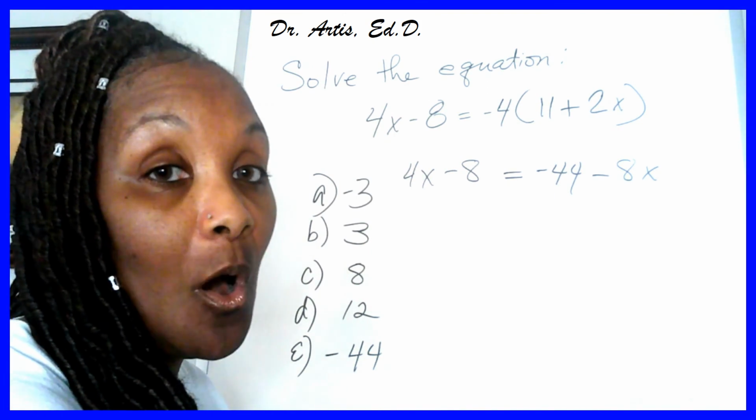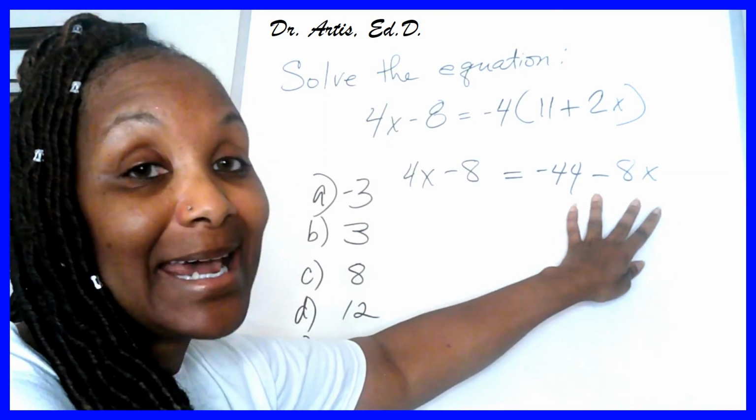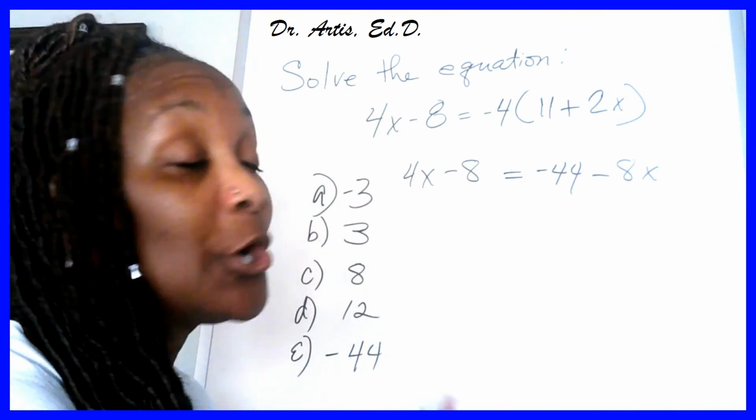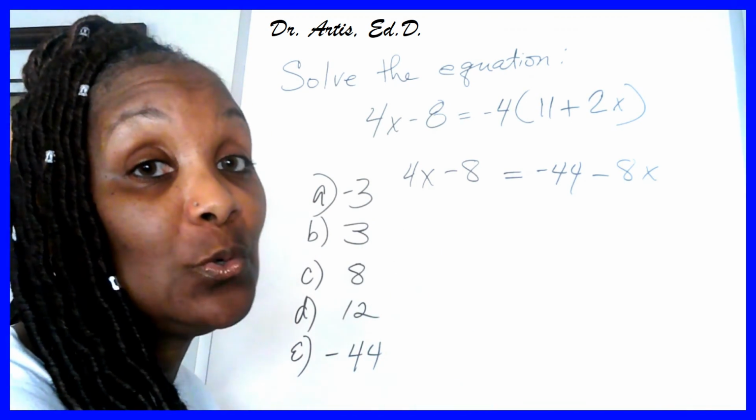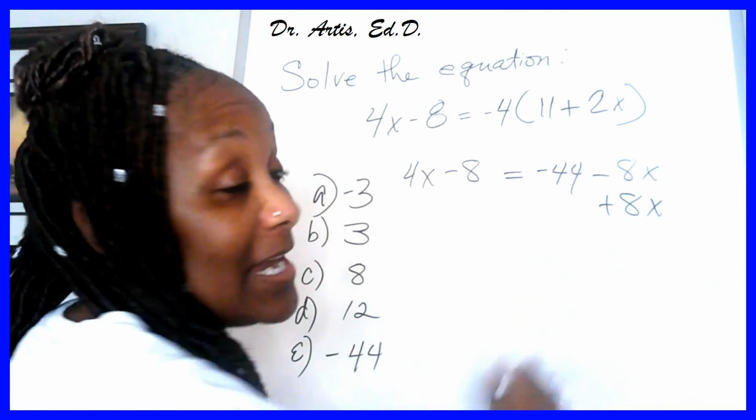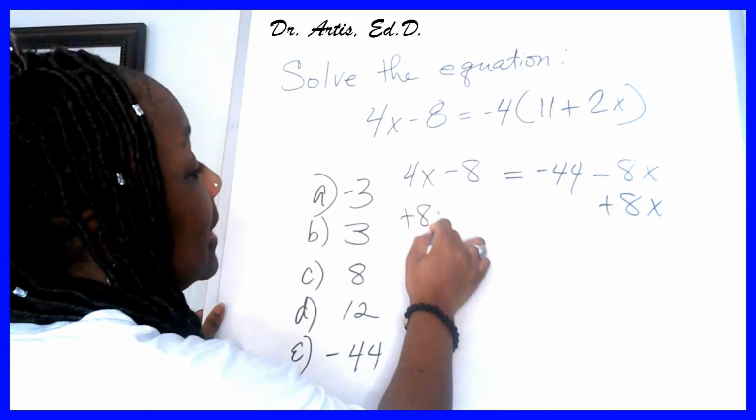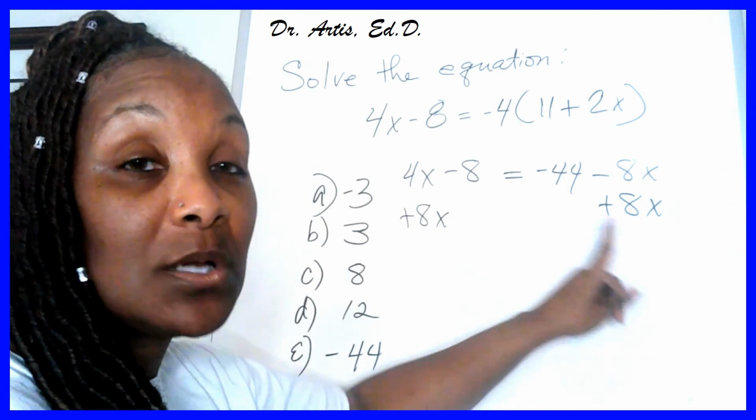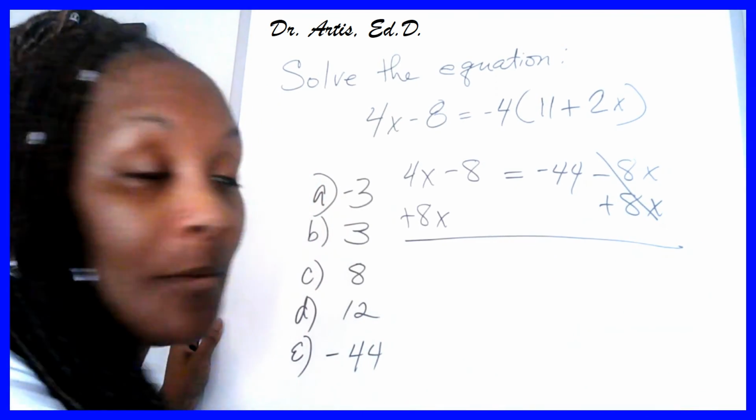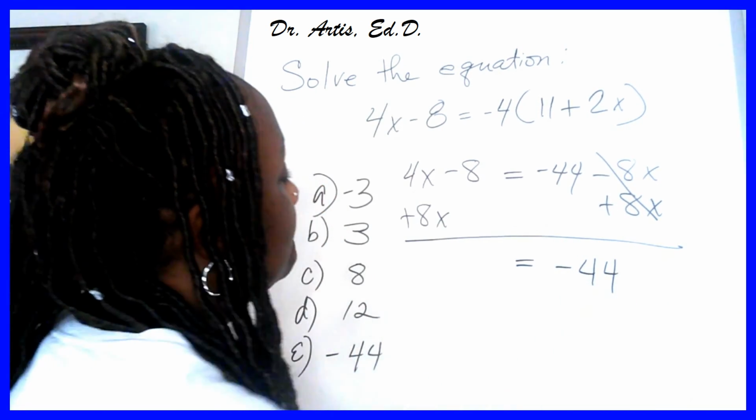So I'm going to start off by getting rid of my negative 8x. The reason why I'm going to get rid of this negative 8x is because that will allow me to work with positive terms or variables as opposed to negative ones, okay? So to get rid of this 8x, I'm going to add a positive 8x here as well as here, because what I do on one side, I must also do on the other side, okay? So here, I'm going to cross out my 8x's. That's going to leave me with negative 44.